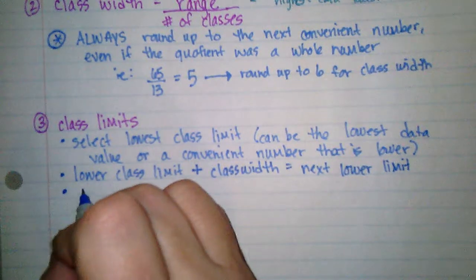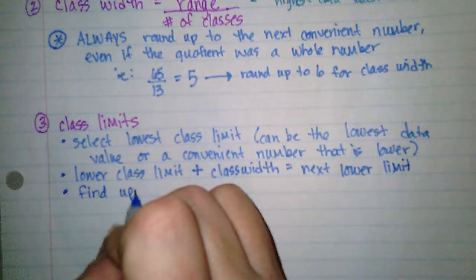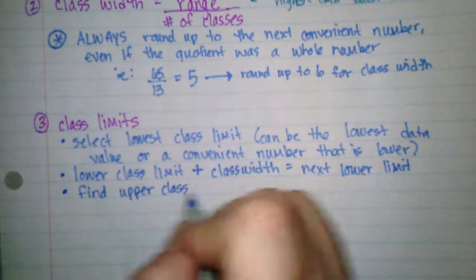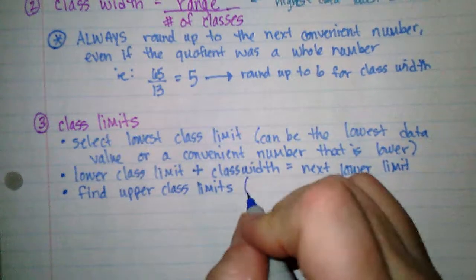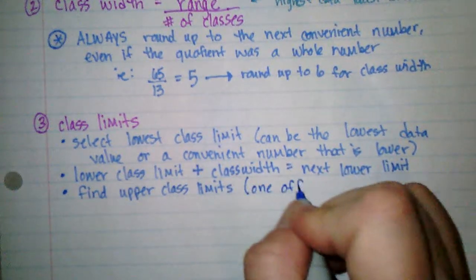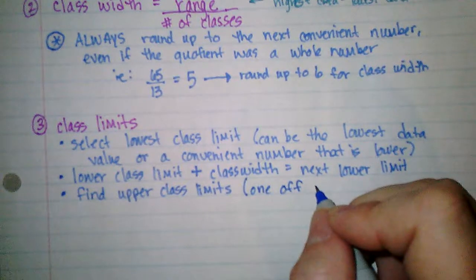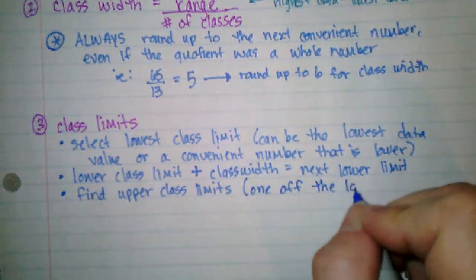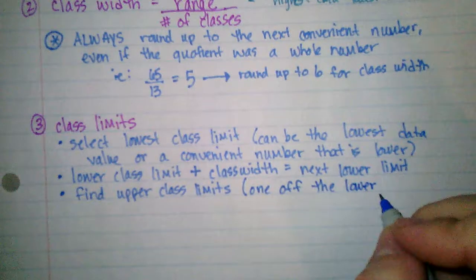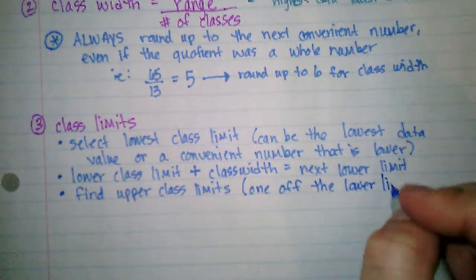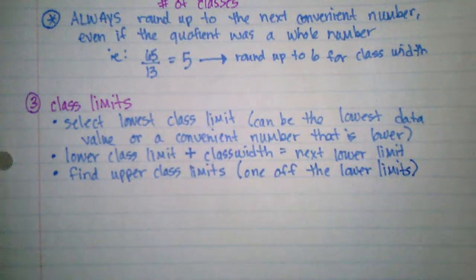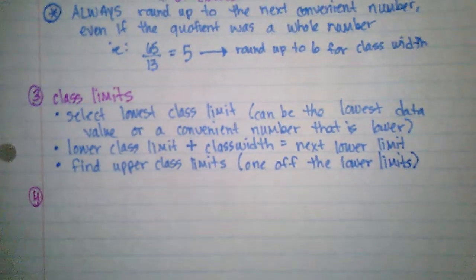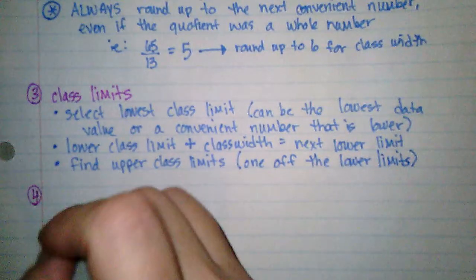Then we will figure out the upper class limits. Once you know all your lower class limits, you can find your upper class limits because they are one off from the next lower limits. So if one of my lower limits was 18, then the upper limit of the previous class would have been 17. So those are pretty easy to come up with. Next thing we'll do is tally the data.